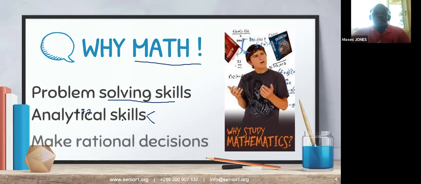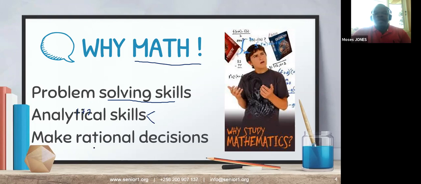Then another very key thing is to make rational decisions. Now, a rational decision is a decision where you look at both sides. If I take this, it is the best choice. Taking the best choice. If you have several choices, like for example, I know some of us fail to choose. Daddy says, between shoes and a dress, which one should I buy for you?